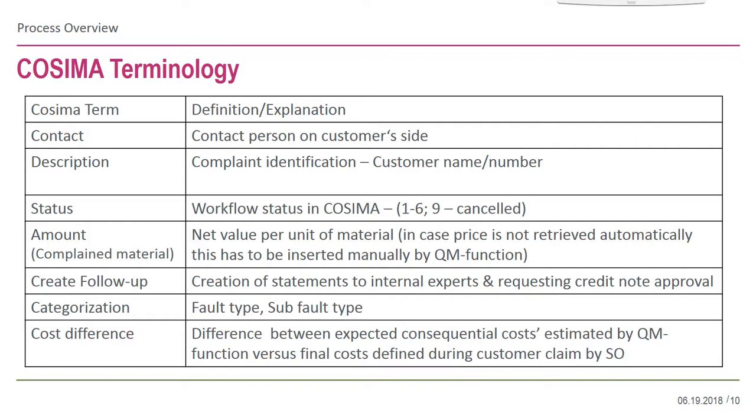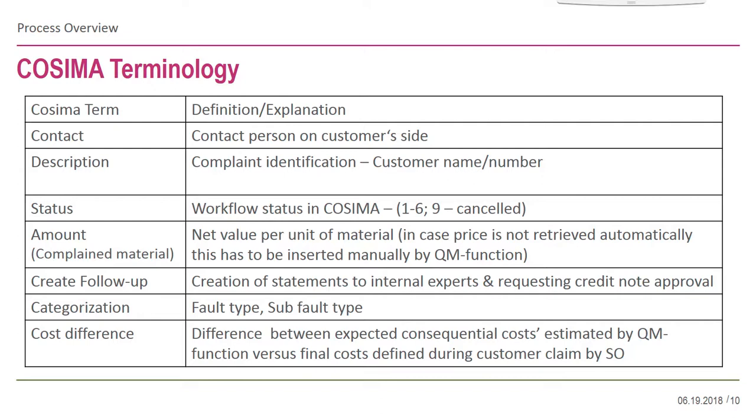There is the amount, and that is the net value per unit of material. In general, this will have to be inserted by the sales office manually at the initial recording of the complaint. There is an option to create a follow-up, and this is the creation of statements to internal experts, as well as the process for requesting credit note approval, again via what's called a Rahal task complaint, which we will be able to work directly with once we begin working in the system.